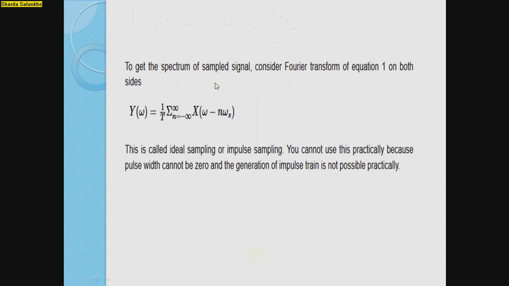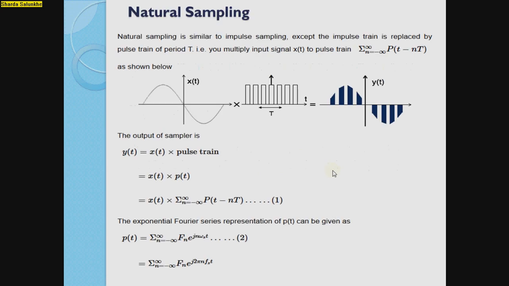To get the spectrum of the sampled signal, consider the Fourier transform of equation one on both sides. So Y(ω) is equal to 1/T summation of n equal to minus infinity to infinity X(ω − nωs), and this is called ideal sampling or impulse sampling. You cannot use this practically because the pulse width cannot be zero, and the generation of the impulse train is not possible practically. So this is the ideal sampling, but practically it is not possible.